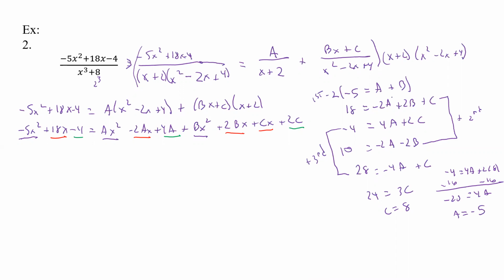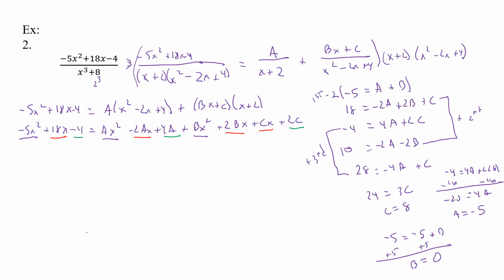Now what do we need? We need b. So if we do that, minus 5 equals a, which is minus 5, plus b. Well, if I add 5 to both sides, b equals 0. Okay, so with b equals 0, this piece of the term falls out.